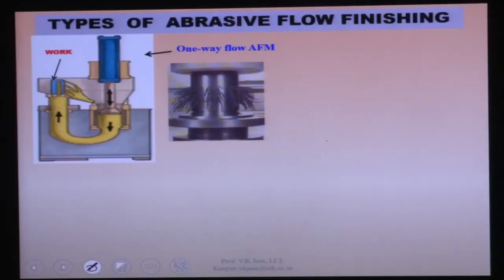So the types of AFM you can see here. This is the zone of the workpiece. Here small holes are there, so you cannot do the reciprocating motion here. This media flows through the media cylinder, now it is flowing through this kind of fixturing arrangement, and now this media is going outside here. So this is the one-way AFM process. Small holes on a cylindrical surface like this can be polished by the one-way AFM process. The top surface is blocked, so there is one exit for the media to flow through these small holes. This kind of hole can be polished by the one-way AFM process.